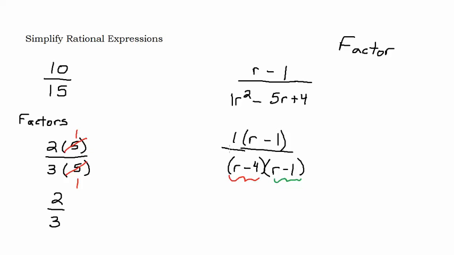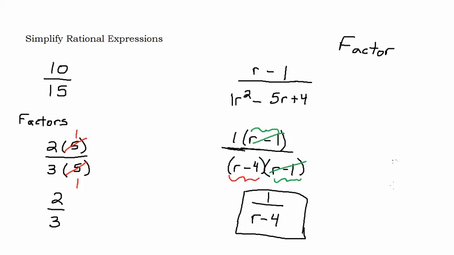It's sort of like it's prime. It's not going to factor. Well, we have a common factor of r minus 1. This r minus 1 is like this 5 over here. You can cancel this r minus 1 out because it is a factor that is shared by both the numerator and the denominator. And that leaves us with 1 over r minus 4, and that is our answer. That is the answer, okay?